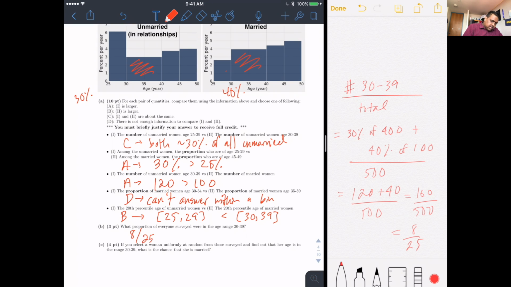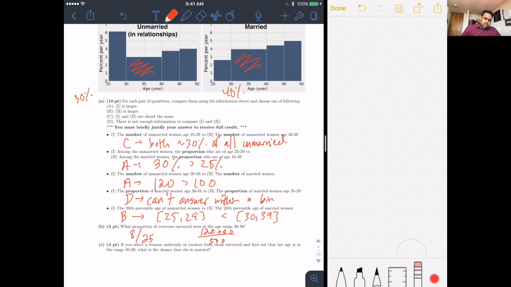8 over 25. And you'd write some of these calculations over here, like 120 plus 40 over 500 or something like that. And that will give us the proportion of women who were surveyed in that age range.